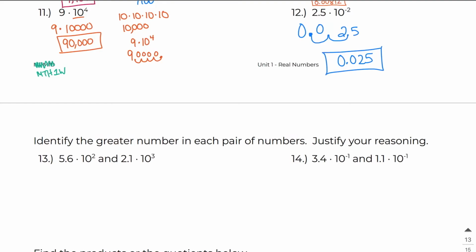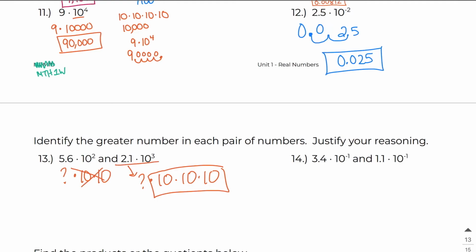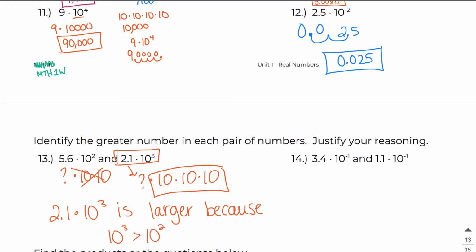So here I've got 5.6 times 10 to the power of 2 and 2.1 times 10 to the power of 3. Well, in this problem right here, we're multiplying some number, I don't really care what it is yet, times 2 tens. And here we're multiplying some number, I don't really care what it is yet, times 3 tens. But because right here we have more tens being multiplied together than we do here, we can say that this number is the larger number. And the reason why is because 10 to the power of 3 is greater than 10 to the power of 2 that we have right here.